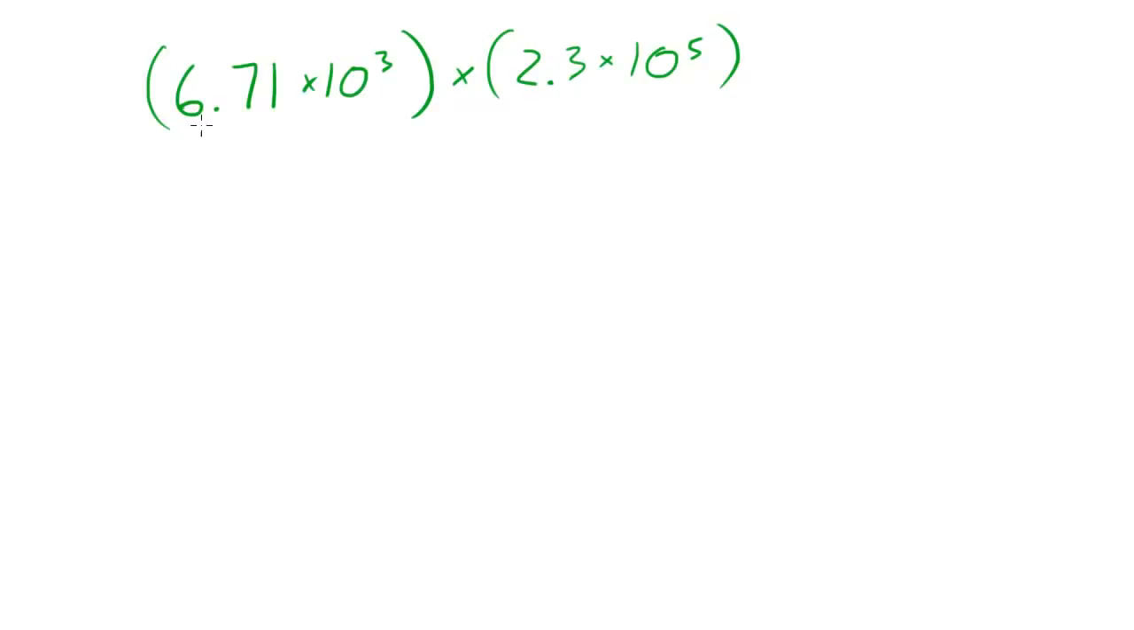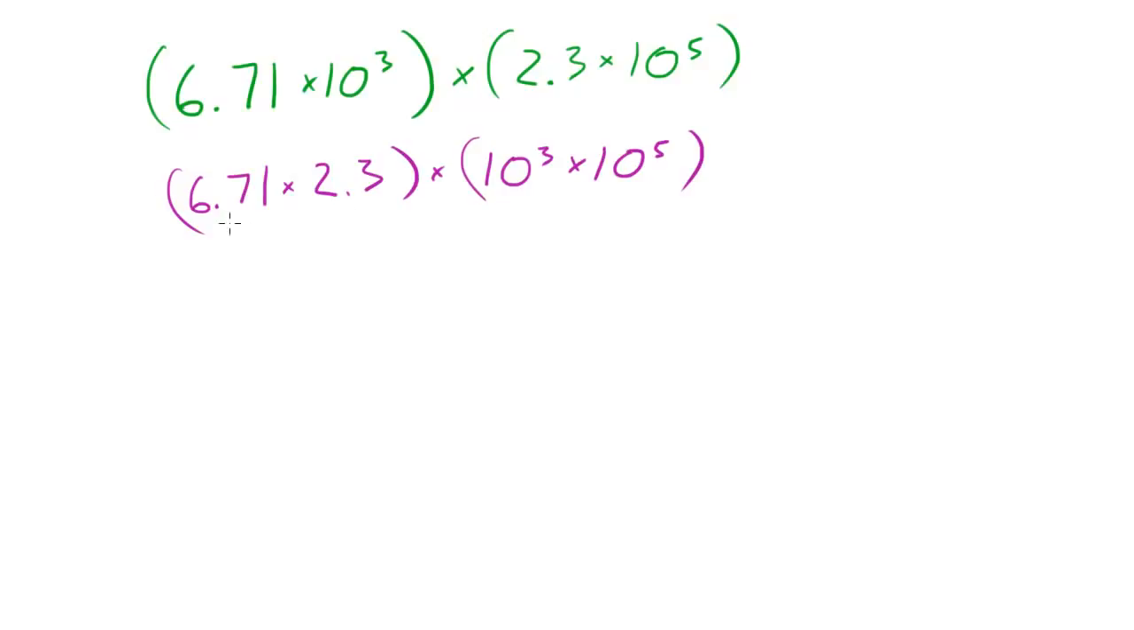So the first thing we need to do is take 6.71 and multiply it by this number right here, which is 2.3. And then what we need to do is multiply that by this. What am I talking about? 10 to the third times 10 to the fifth. So basically, these numbers times these numbers is going to give us our answer. So what is 6.71 times 2.3? Well, the answer to that is 15.433. And now let's go ahead and multiply 10 to the third times 10 to the fifth.